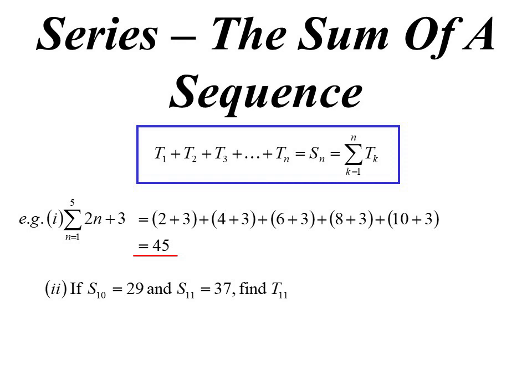What's the 11th term? Actually, I don't need to know all the other ones, because if we create the series by just simply adding the next term on, then the difference between the sum of the 10 terms and the sum of the 11 terms must be the 11th term. We've just added it on. So I can just subtract, and so it turns out to be 8.